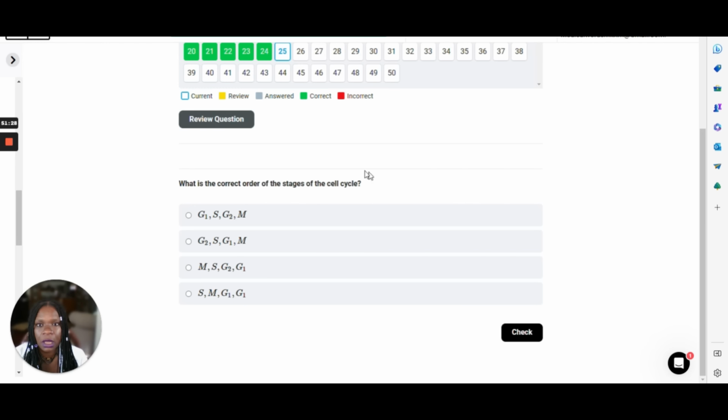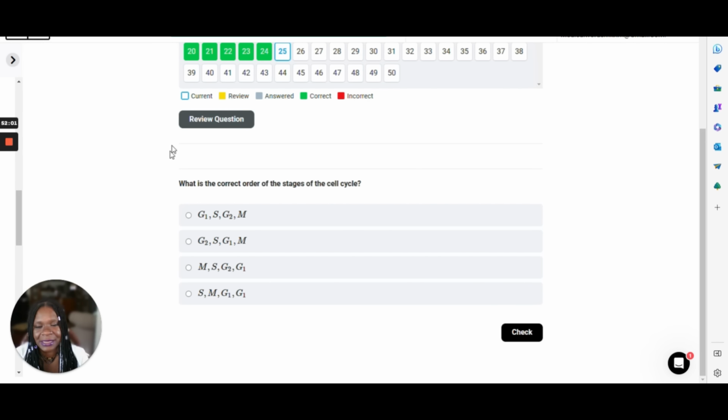So moving right along to question number 25. Which is the correct order of the stages of the cell cycle? So please make sure you guys know about the cell cycle and the way these things operate. Is it going to be G1, S, G2, and M? Is it going to be G2, S, G1, or M? Is it going to start with M, S, G2, G1? Or is it going to be S, M, G1, G1?